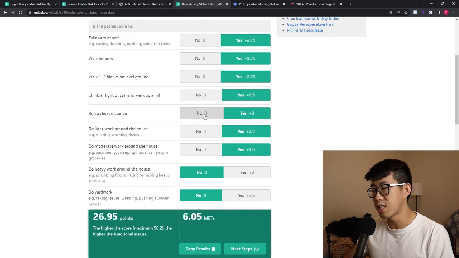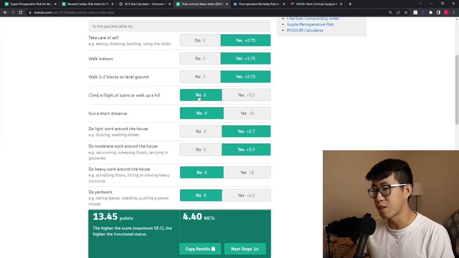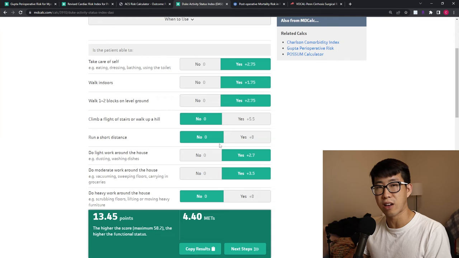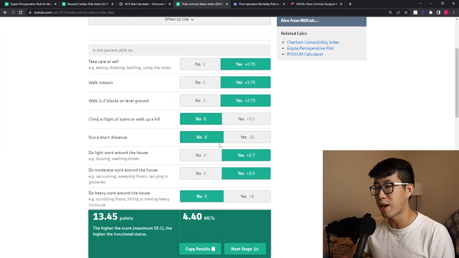Running a short distance, maybe not. Maybe they can't climb a flight of stairs. Maybe that's a little bit too difficult for them. They can walk 1 to 2 blocks on level ground. They can walk indoors and they can take care of themselves. And you can see that this automatically is giving us 4.4 METs, even just knowing a couple of details of their functional capacity. So this gives us a really, really nice granular way to figure out if a patient has 4 METs or not.